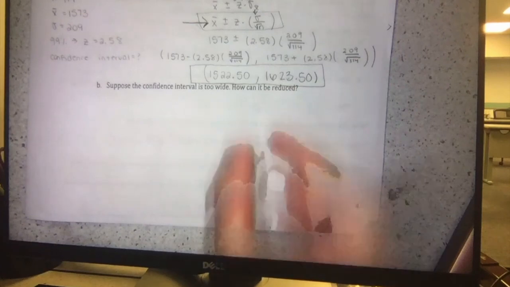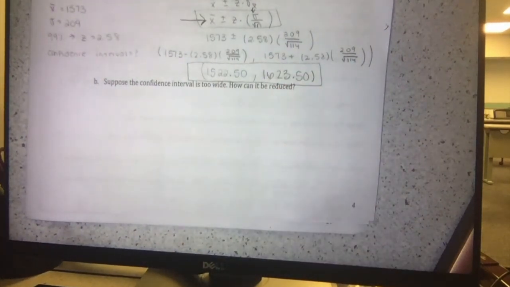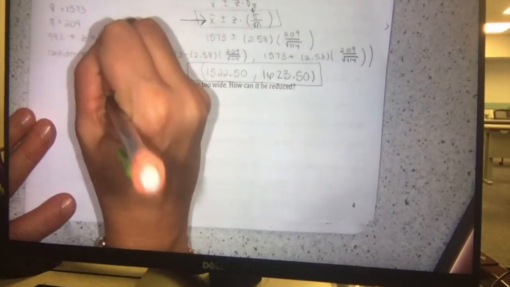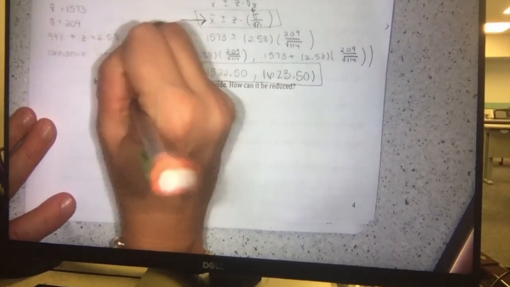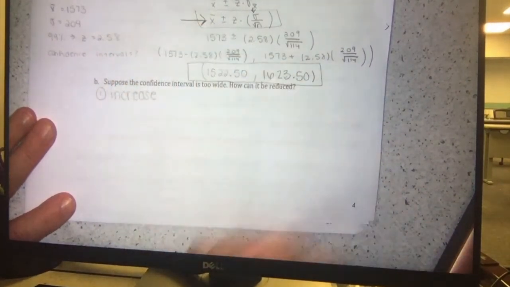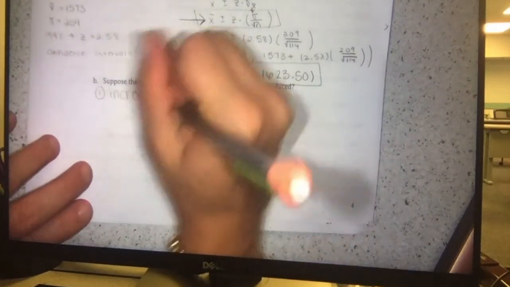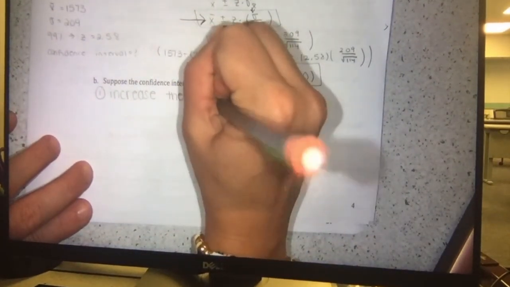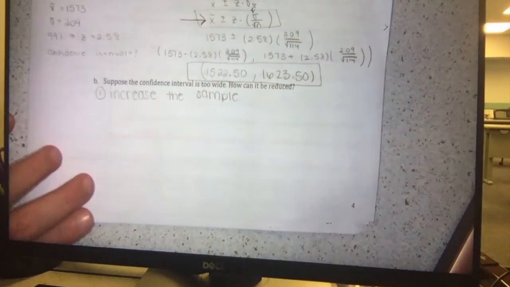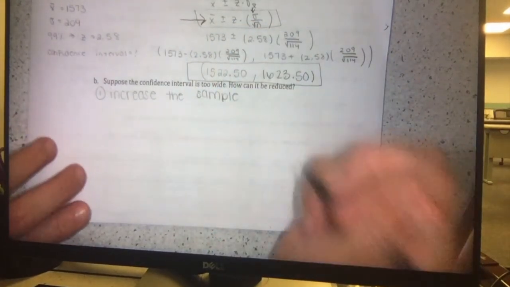Now, there's a pretty big gap here from 1522 to 1623. That's a pretty big gap. So if this was too wide, how could I narrow it down so that I knew a little bit more precisely what our population parameter was, what our actual mean was? We have a couple of different things that we talked about on the previous page. But one, we could increase the sample size. The more things that we look at, the more accurate we're going to be. Just like the more darts I throw at the board, one of them's got to stick eventually, hopefully.